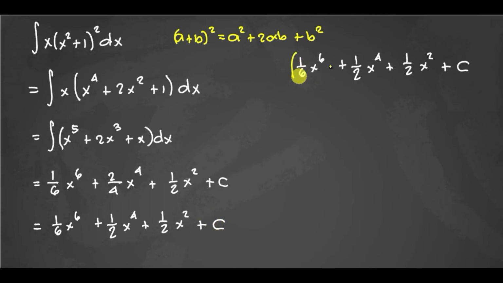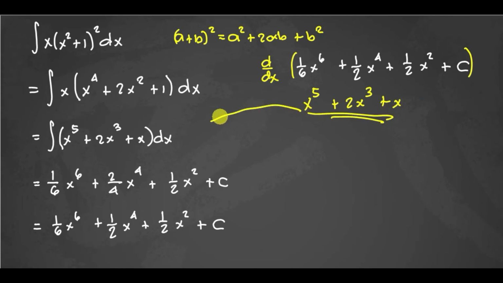You can check your answer by taking the derivative of our answer. The derivative of this term: x to the 6 will be cancelled out, then x to the 5, plus 4 divided by 2 is 2x to the 3, plus x to the 1. You can check that your answer is correct by using the derivative.